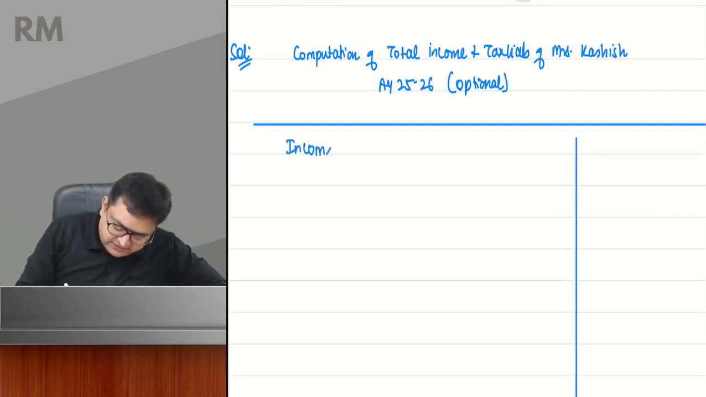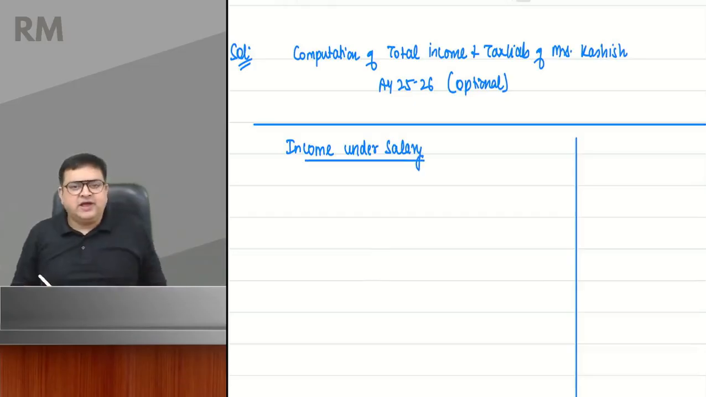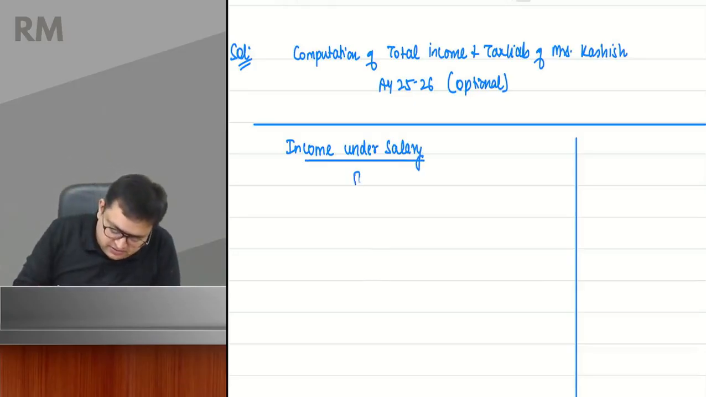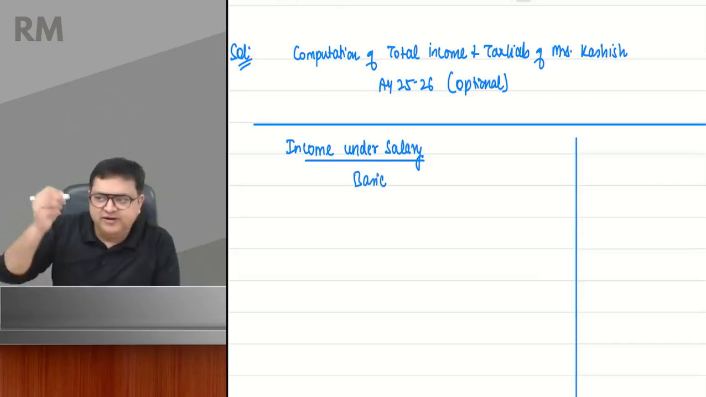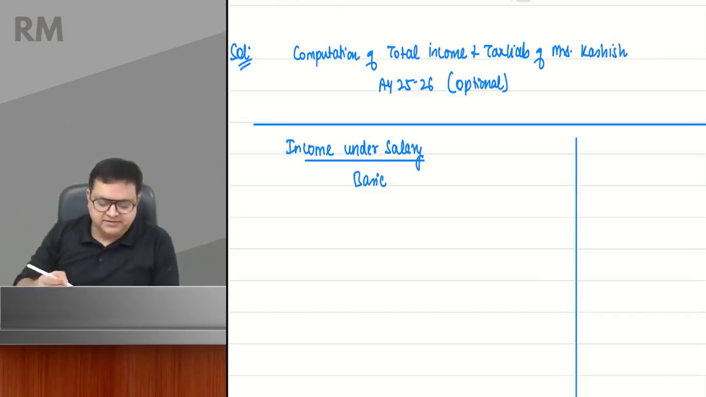Income under salary. I'll not make a separate working note because it is a very small calculation of 2 or 3 lines. Whenever I told you in the salary chapter revision also, how you should do your salary question, whatever you are getting, make the list.